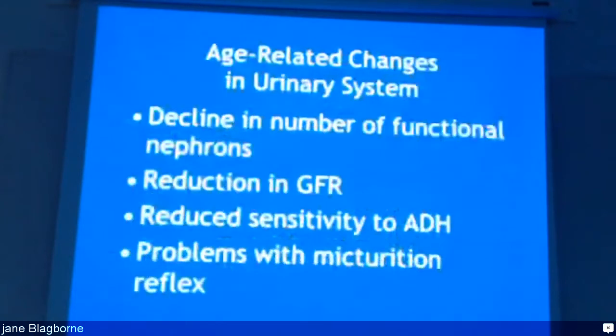That's right. Postnatal. Age-related changes include a decline in the function of the nephrons, so it reduces the glomerular filtration rate. And they lose their sensitivity to ADH. They're also not as conscious of the reflex to go to the bathroom. They can't feel it as well. So it's not their fault either. I know a lot of us, when we're working in the long-term care units and gerontology, feel the frustration of constantly changing pads all the time, right? But it's not their fault.